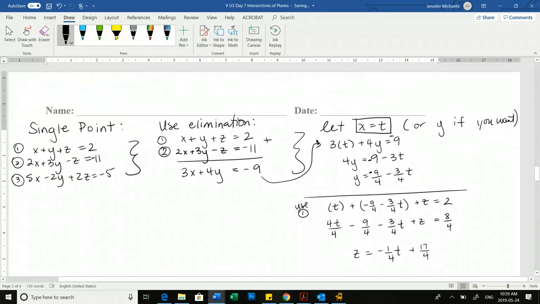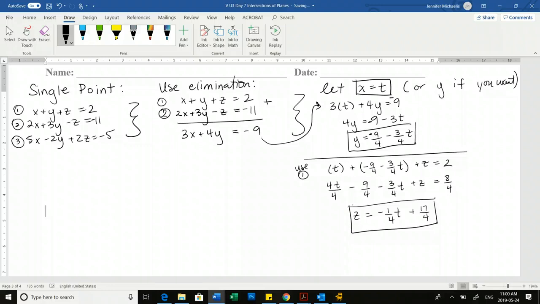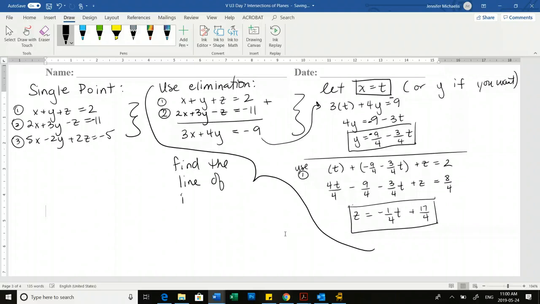Okay, I'm just going to box these up so we can see our parametric equations for our line of intersection for the first two planes. Essentially, what we're doing in all of this part is finding the line of intersection between two of the three planes. That's what we're doing.